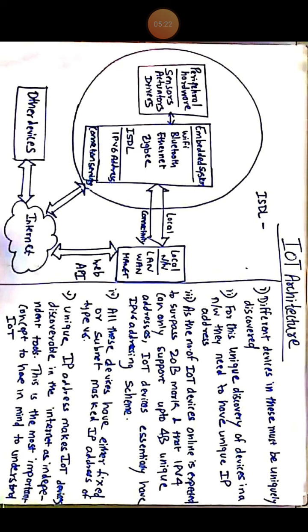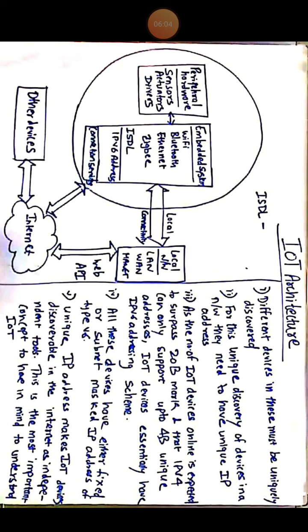The third point: as the number of IoT devices online is expected to surpass the 20 billion mark, and that IPv4, what I was telling, that we are nowadays using IPv6, and now here in this point you can see that IPv4 can only support up to 4 billion, but in today's world it is increasing up to 20 billion. For that purpose IoT devices essentially have an IPv6 addressing scheme, because IPv6 can go for 20 billion and IPv4 up to 4 billion. So we have changed IPv4 to IPv6.